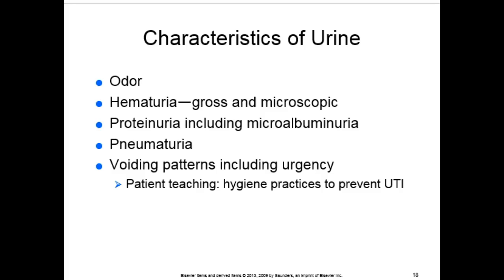Hematuria means that there's blood in the urine. So then it would be more of a reddish color; if it's a bright red blood, a fresh bleed, it would be red. If it's old blood, then it would be more of a rusty color.